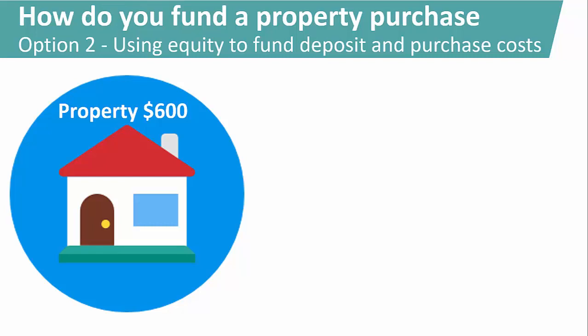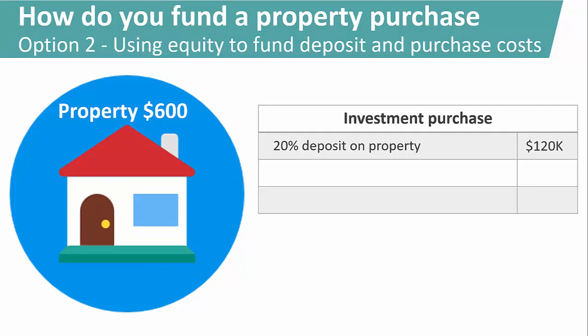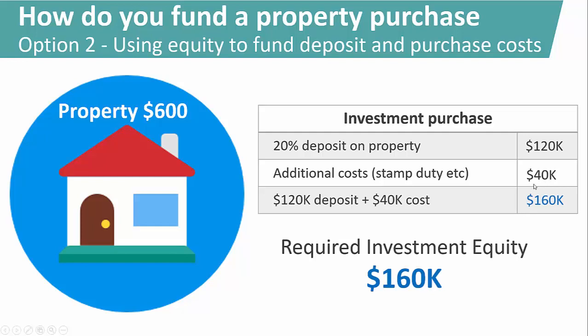Now, if you were to go out and buy a $600,000 investment property, then again, the bank would allow 80% of that property to be secured against its own value. So that means you need to put in 20% from elsewhere if you want to avoid mortgage insurance. So a 20% equity contribution on the property is $120,000. Now, there are going to be additional costs, stamp duty, legals, etc. when you buy a property, and we're just using round, easy figures for this example of $40,000.